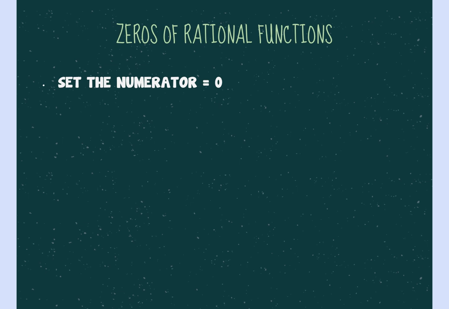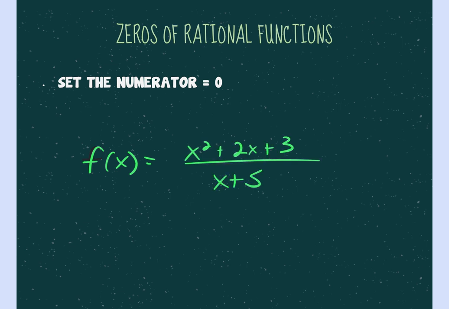So the zeros of a rational function are where it crosses your x-axis, right? So we just set the numerator equal to 0. Technically, we are finding the x-intercepts, which means we plug 0 in for y. And you don't need to write this out, but just think about what happens when I have something like x squared plus 2x plus 3 over x plus 5.